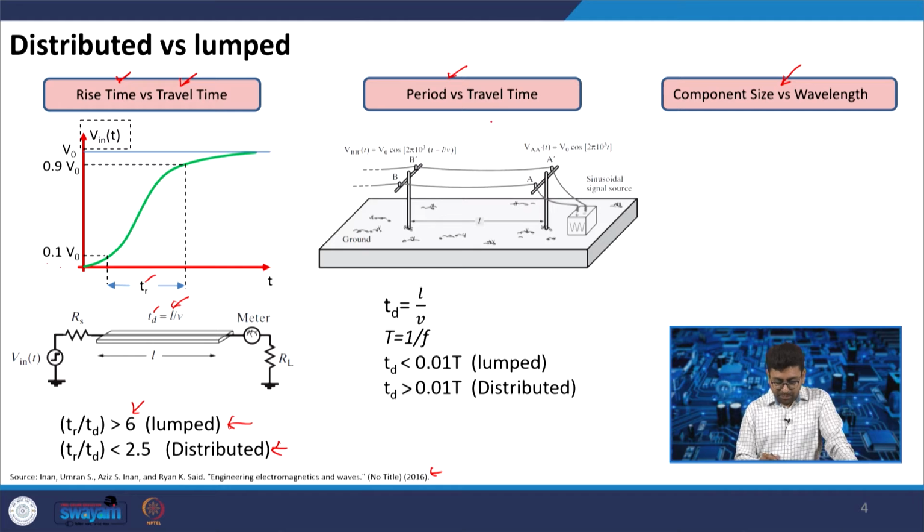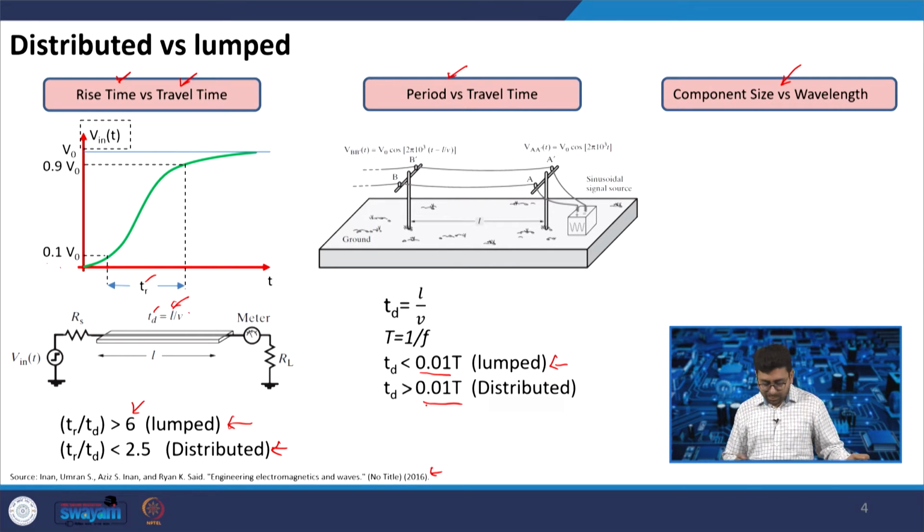Now, if you find the TD, which is L by V, and T, which is 1 by f, then if your TD is less than 0.01 T, it is considered a lumped circuit regime. If you take this example and consider a 60 hertz frequency, it comes to roughly 50 kilometers. So, for that much distance, you can consider the lumped regime. You do not need to consider distributed, because your frequency of operation is low.